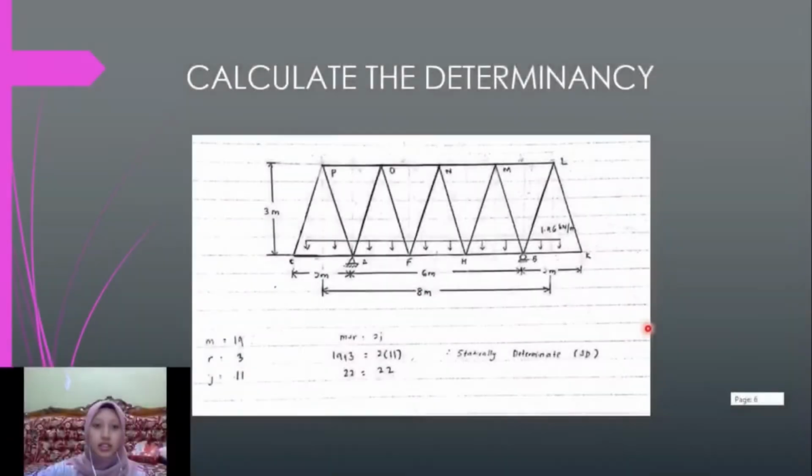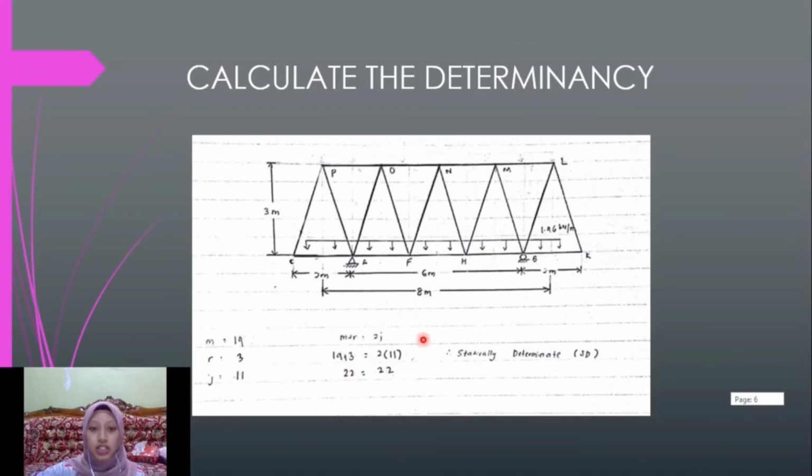Okay. Next, we need to calculate the determinacy, either it's statically determinate, statically indeterminate, or unstable. So, we know it has 19 members, 3 reactions, which is 2 on pin and 1 on roller support. And it has 11 joints, which is 1, 2, 3, 4, 5, 6, 7, 8, 9, 10, and 11.